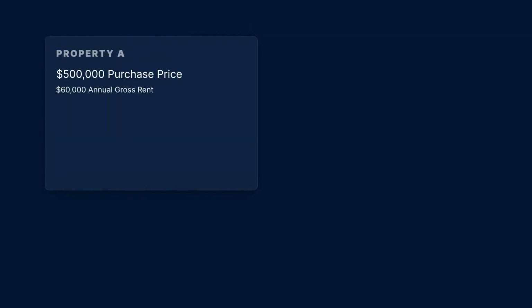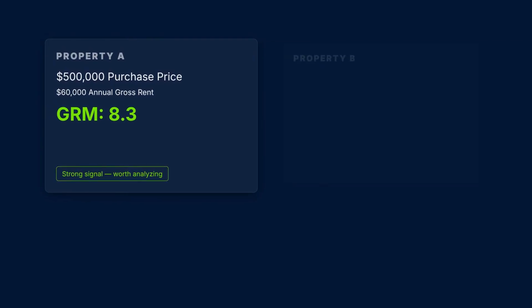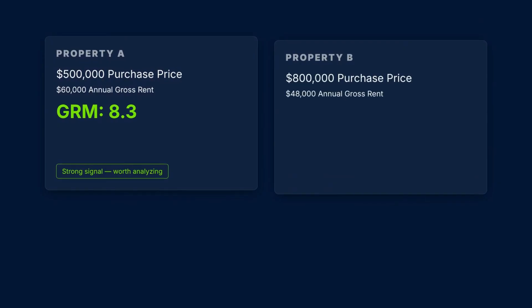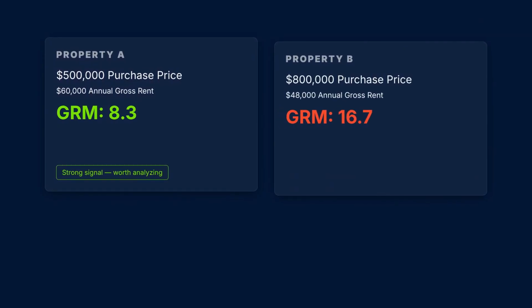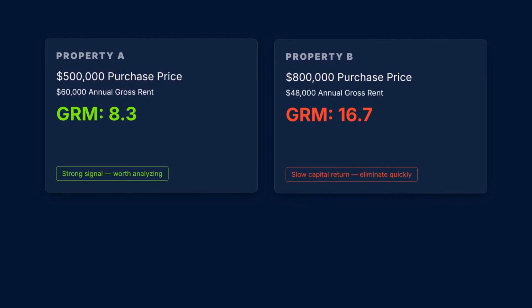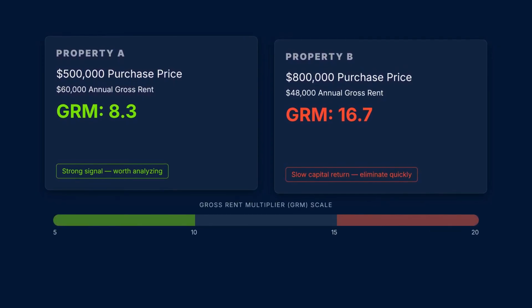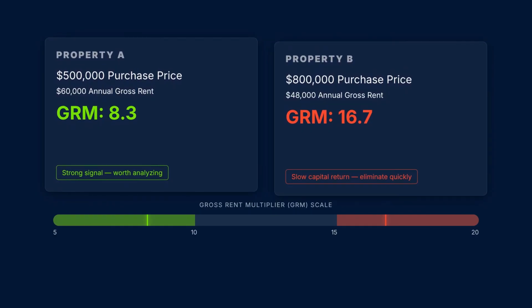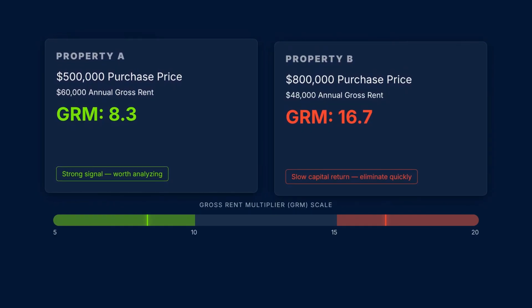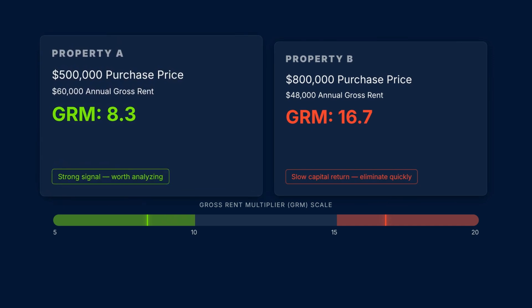You might be wondering, what number am I actually looking for? Here's what good versus bad looks like. Property A, $500,000 purchase price, $60,000 annual gross rent. GRM is 8.3. That's a deal worth spending time on. Property B, $800,000 purchase price, $48,000 annual gross rent. GRM is 16.7. That property takes nearly 17 years to pay itself off in gross rent before a single expense. You kill that deal in under a minute and move on. Target a GRM as close to single digits as possible for your market. Anything above 15, walk away immediately.